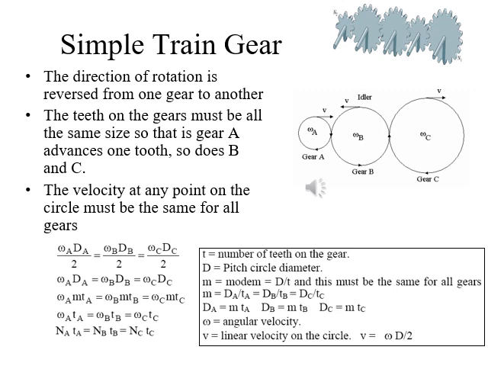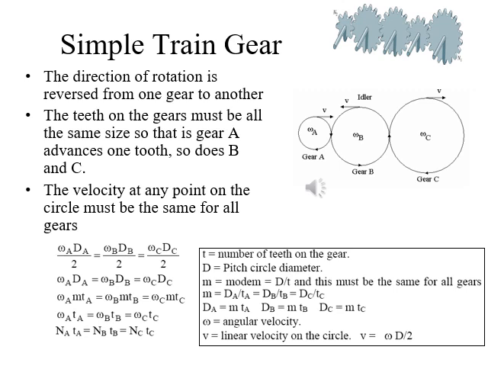And then you have the module M. The module is the diameter divided by the number of teeth of each gear. So the module of gear A should be DA over TA, diameter A divided by the number of teeth A. This must be equivalent to gear B, DB over TB, and also equivalent to DC over TC. Regardless of the diameter and the number of teeth, the division of diameter by the number of teeth should be equivalent for all gears. That means the size of the teeth should be the same.